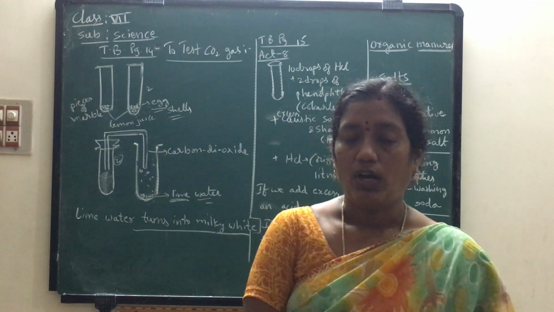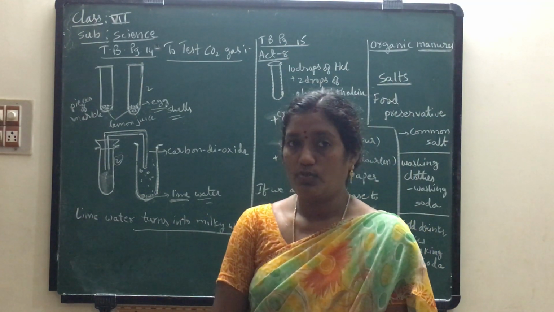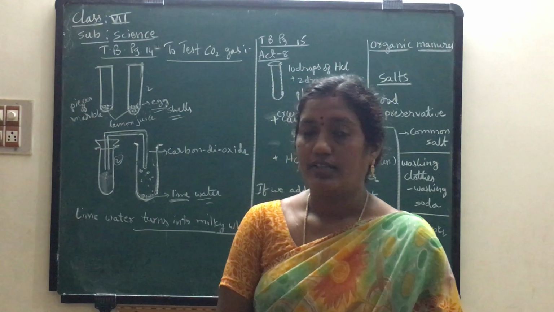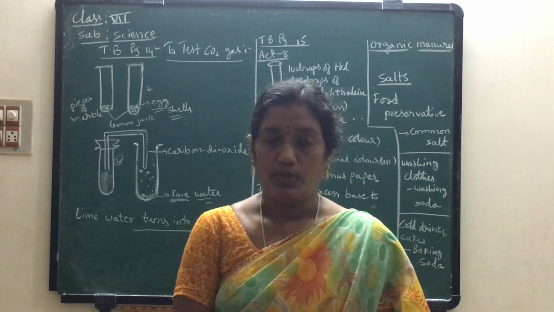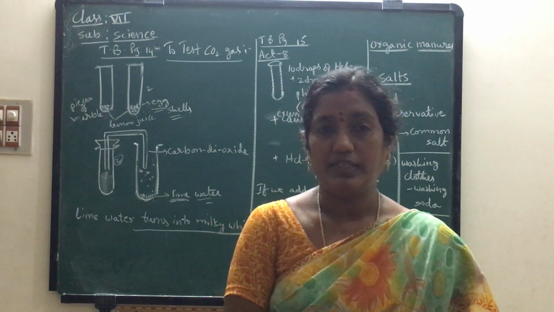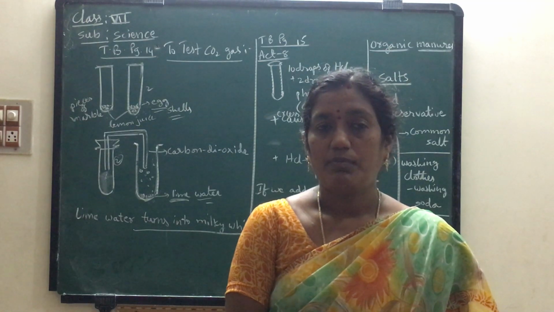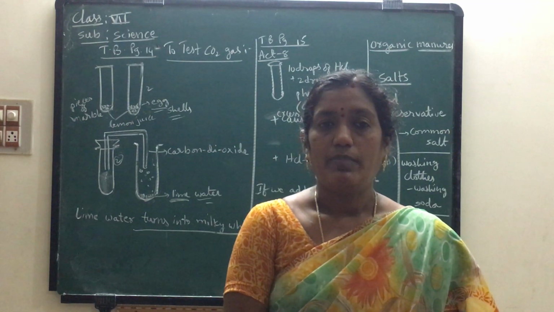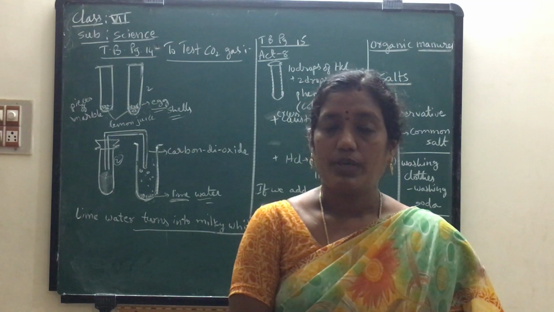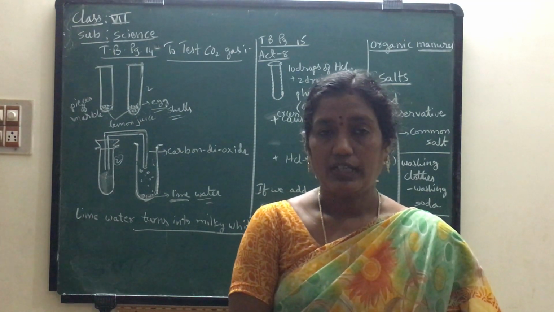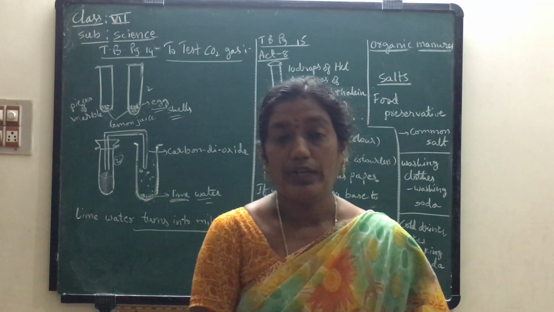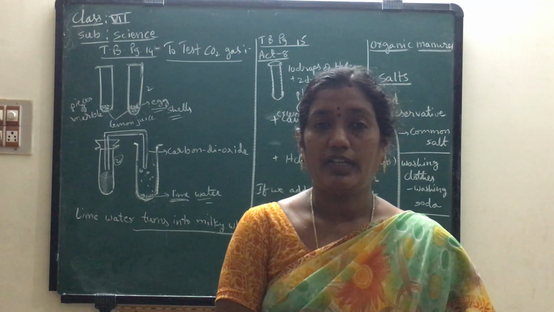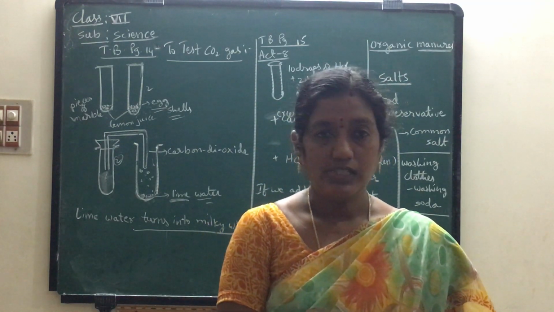Okay children, what did you learn up to now? What is an acid, what are its properties, and how does it change the litmus paper? Children, do you remember, acids change blue litmus to red and bases change red litmus paper to blue. And I already told you two indicators, phenolphthalein indicator and methyl orange indicator.